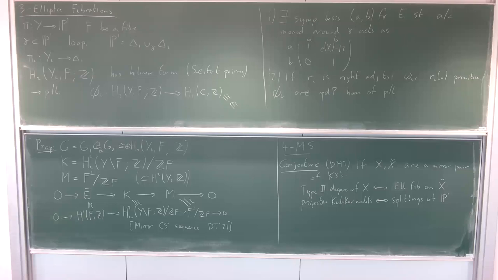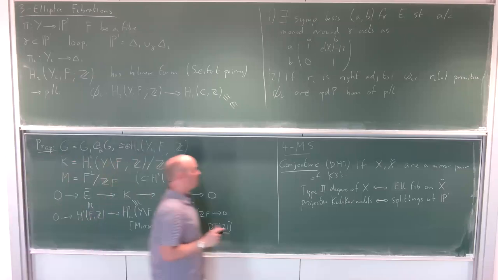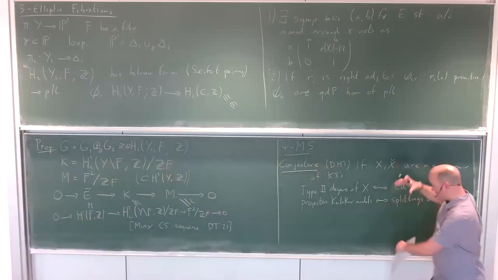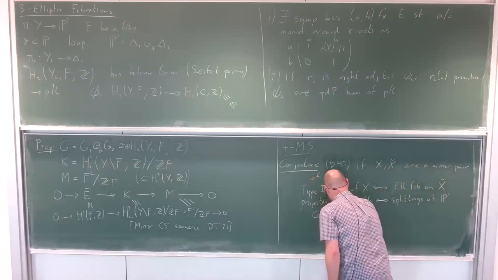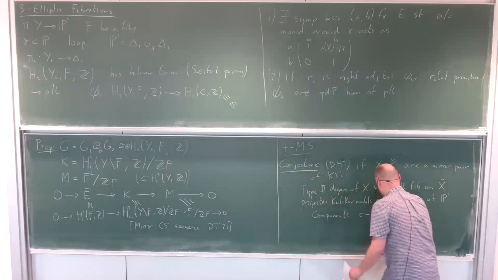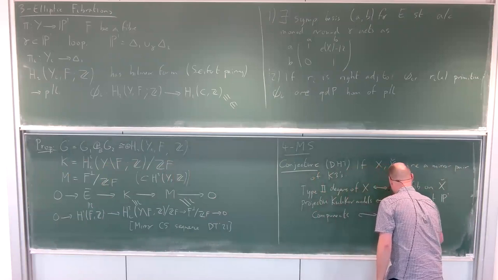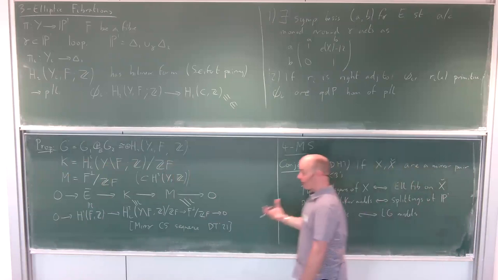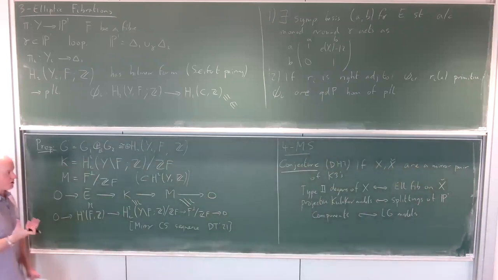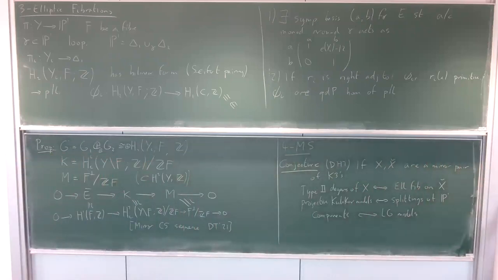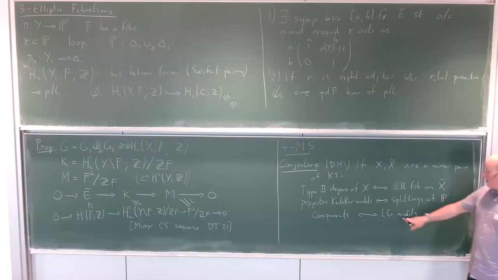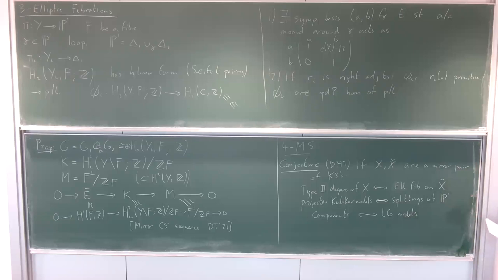Okay, projective Kulikov models should correspond to splittings of P1. And moreover, if you take these splittings of P1 and cut them apart, the components of the degeneration here should correspond to LG models. You can think of an LG model as an elliptic fibration over a disk, or more generally, an elliptic fibration over an A1. So the components here are rational surfaces. In nice situations, they'll be Del Pezzo surfaces. Those are mirror to LG models.